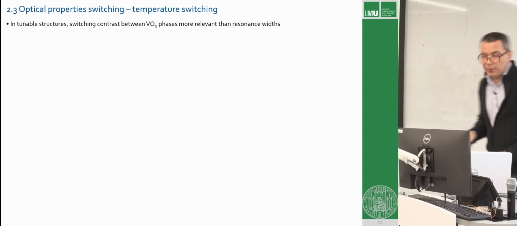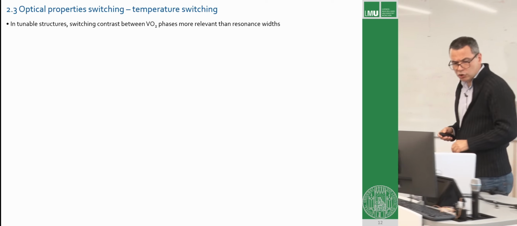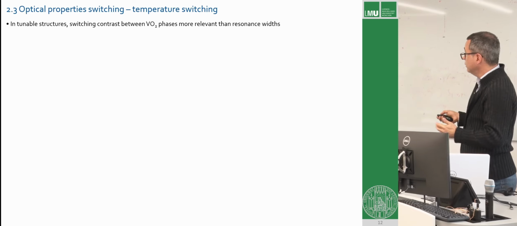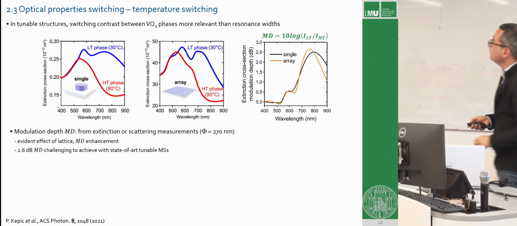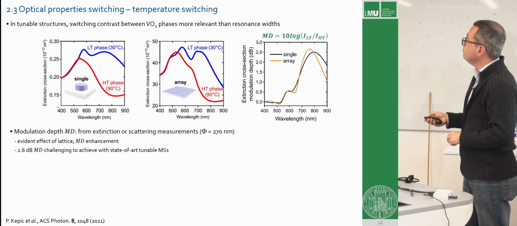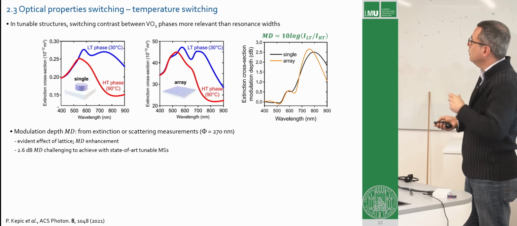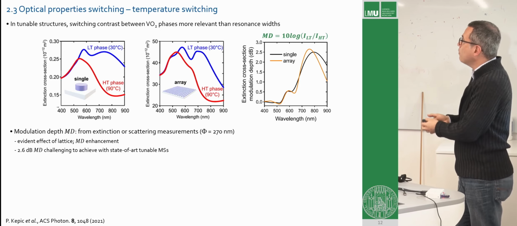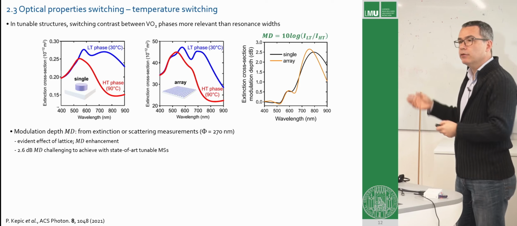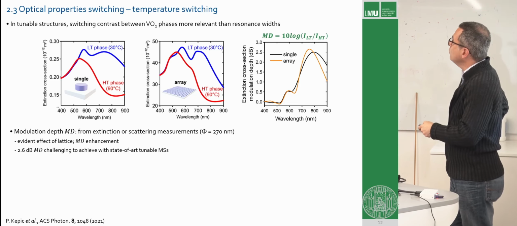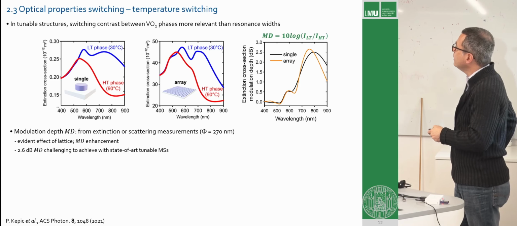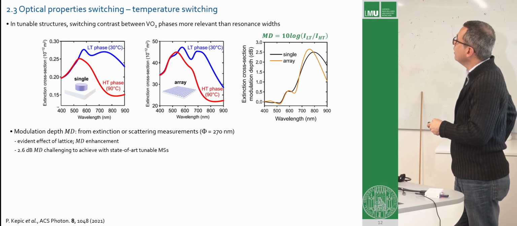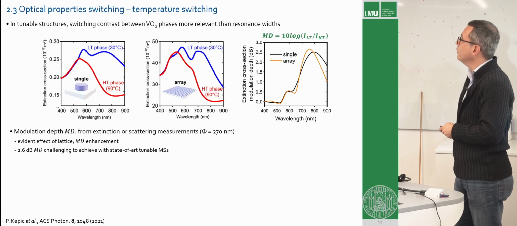Okay, now I think we are ready for talking about tuning, switching, temperature switching. And this is what we get. Again, I'm getting the same results as I showed before. And I define as a figure of merit the modulation depth, which is the logarithm of the scattered intensity in the low temperature phase divided by the high temperature phase.